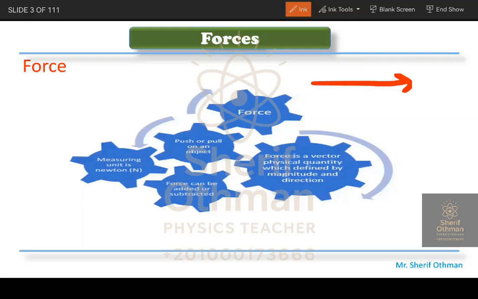So if we have two arrows, one of them is A and the other one is B, which one represents a greater force? Of course A, because arrow A is longer than arrow B, which means it has a higher magnitude. So, like any vector quantity, force can be added or subtracted and has a measuring unit of Newton.